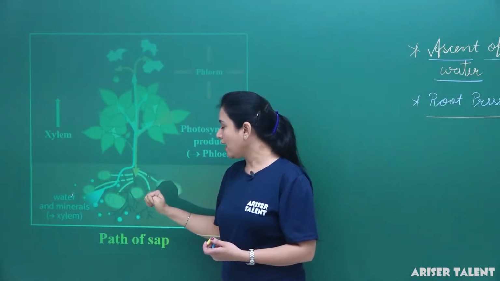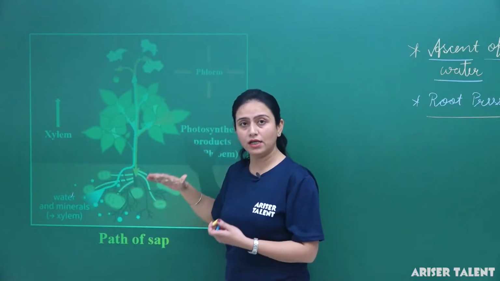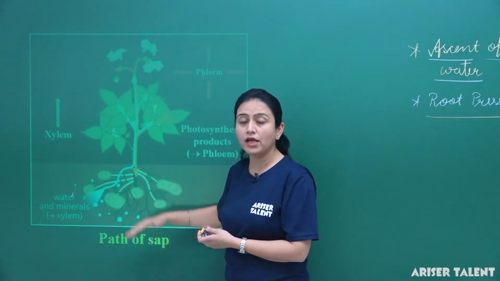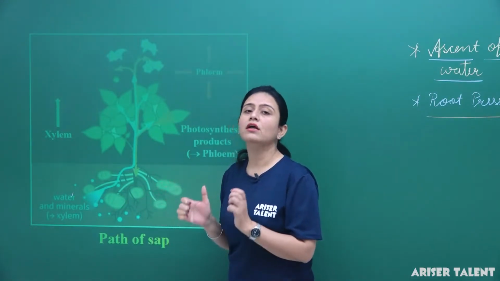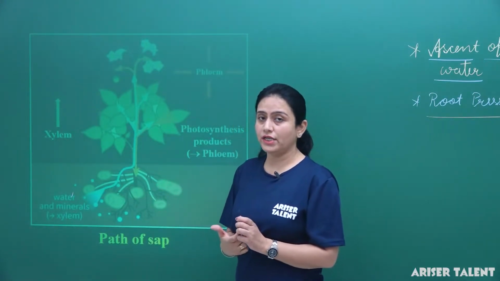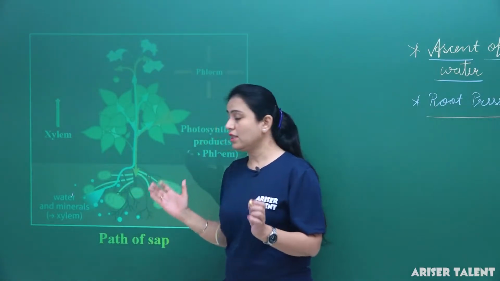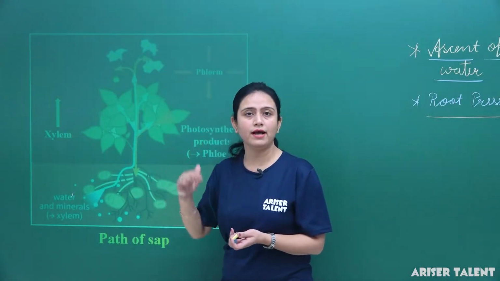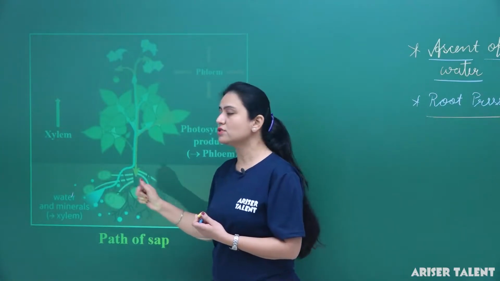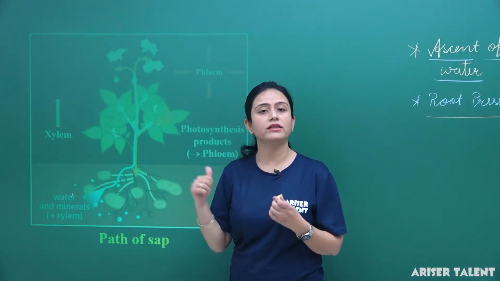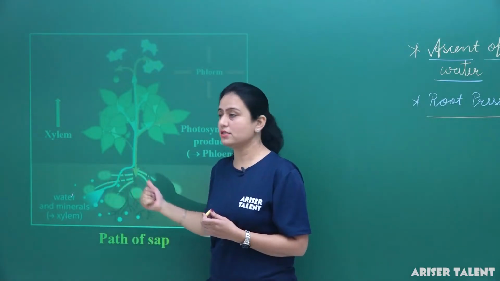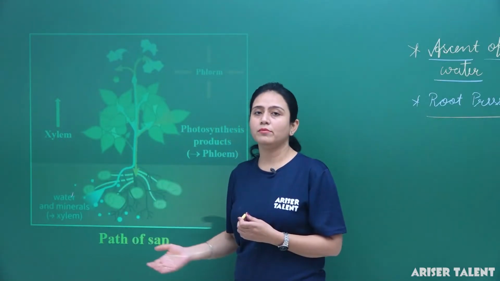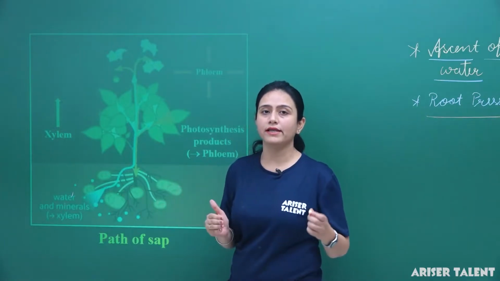So now what happens? This root pressure allows the movement of water in the upward direction. It means when the roots exert pressure due to the metabolic activities in the roots, they push the water in the upward direction. That process is known as root pressure, and this theory is known as root pressure theory. Generally, this theory is applicable only for small plants like herbs.